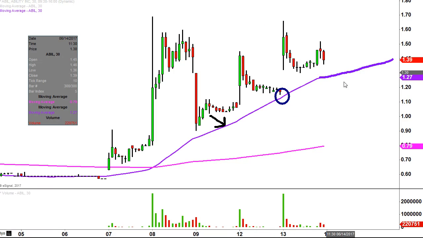Now, if the price falls below the purple line, is the entire chart ruined? No, I'm not saying that. Would it lose some of its attractiveness? Yeah, it would lose some of its attractiveness, but it's not like everything's ruined. But as it stands right now, the price is doing a great job of holding above that purple line, and you want to continue to see that happen going forward.